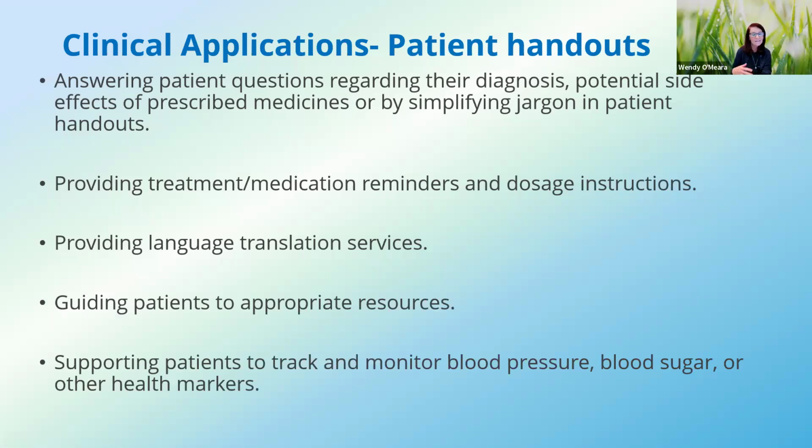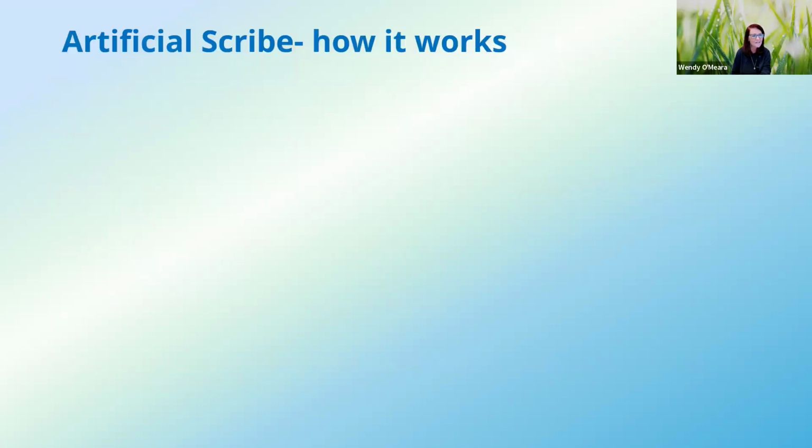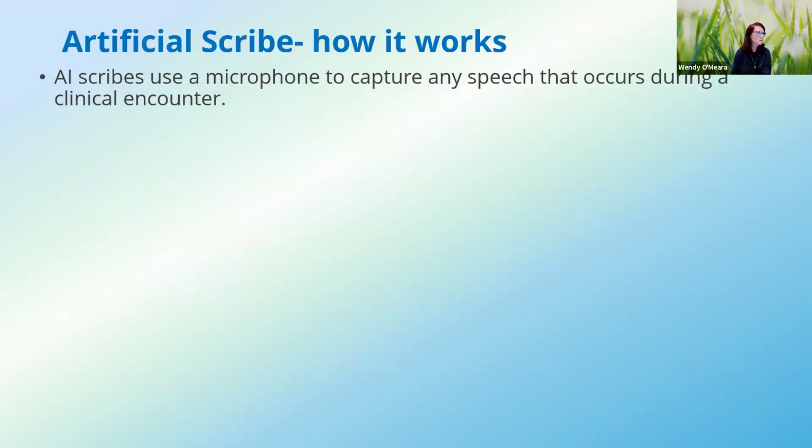The final thing, of course, is allowing patients to track things like their blood sugar, blood pressure, or other health markers. So as you can see, there's so many benefits to it. It's amazing. So how does it work? AI Scribe uses a microphone to capture any speech that occurs during a clinical encounter. The capturing of audio will not start until you press record.